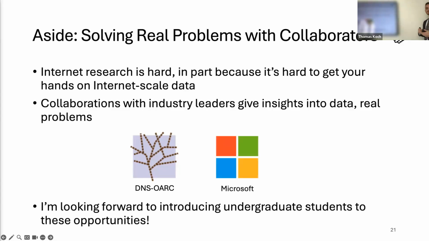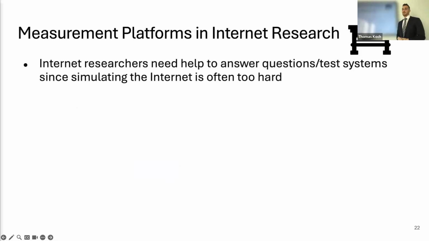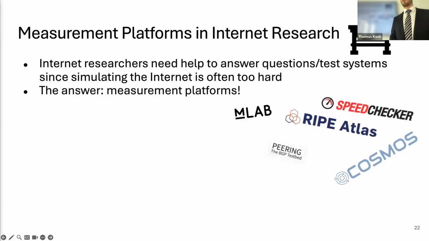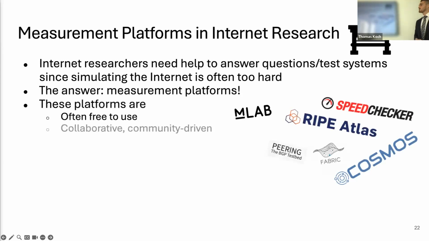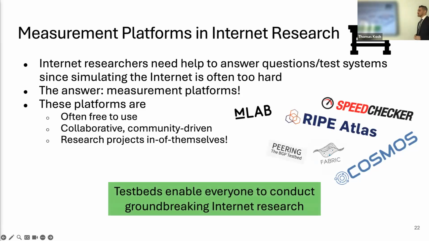Another tool I used, and I'm going to use in the following study as well, is measurement platforms, which are ubiquitous among internet researchers. As I've intimated, we need help to answer questions and test systems because simulating the internet is often just too hard. So one tool that a lot of us use is publicly available measurement platforms. These platforms are often free to use. They might be research projects in and of themselves, and they're collaborative and community-driven. And I see these platforms as like this democratizing force in internet research that allows everyone, even me, to conduct groundbreaking internet research, conducting experiments at global scale.